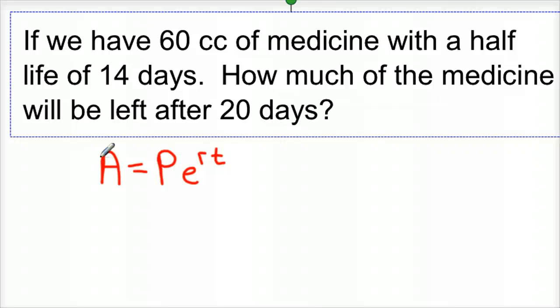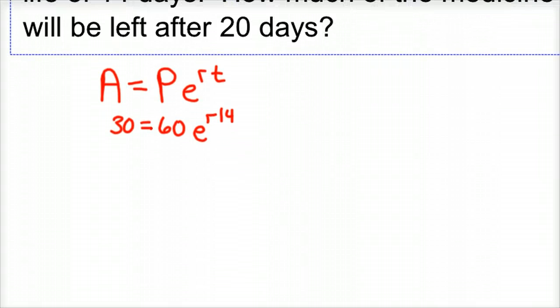So when you do this, you have 60 is what we start with. So it goes here. E to the R, we don't know the rate of decay yet, but we do know that every 14 days it is exactly 1/2. So R times 14, when we plug all that in, it should produce 30. So if you go ahead and solve this thing, and again we want to isolate that R and that exponent, so we're going to divide by 60. And so we have 1/2 equals, and hold on, stop everything.